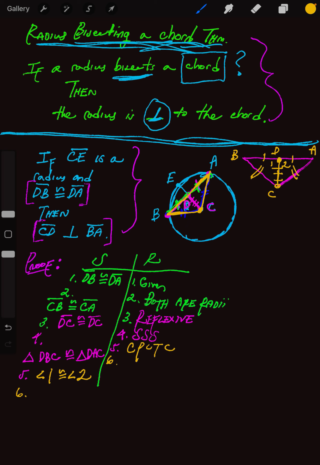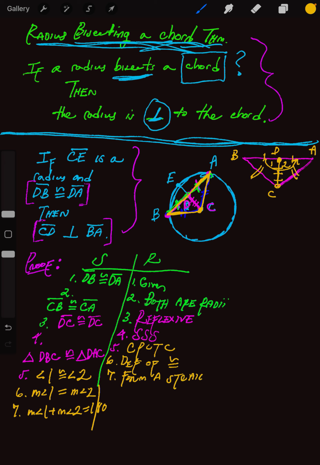Now you should convince yourself that, well, I really should write a redundant statement. Let's just write that the measures of these two angles are equal, as definition of congruent angles. 7. Now let's say something of value. Let's say that we know that these two angles form a straight line. So I know measure of angle 1 plus measure of angle 2 is equal to 180. And we say they form a straight line.